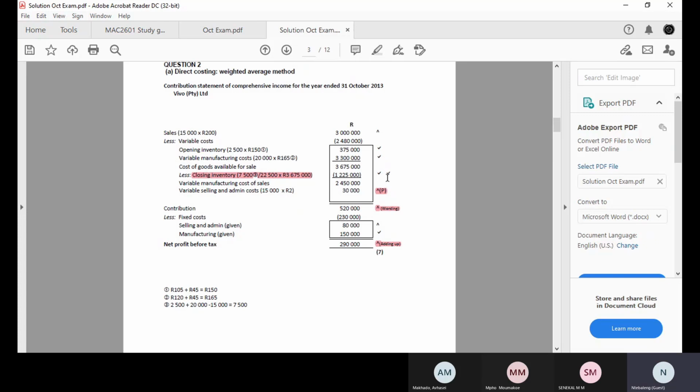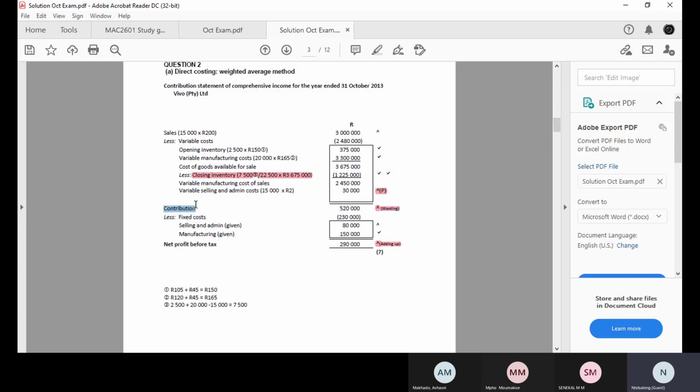Closing inventory is 2 marks. But things like putting in your variable selling and admin costs, it's a principal mark because you're showing that you understand the principle of the direct costing method, that we need to take into account our variable manufacturing cost and our selling and admin to get what?